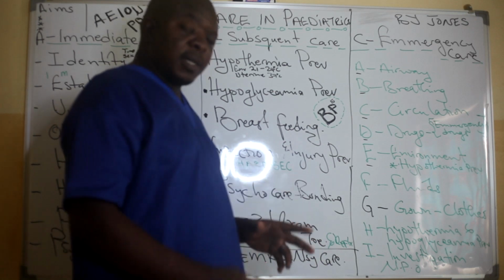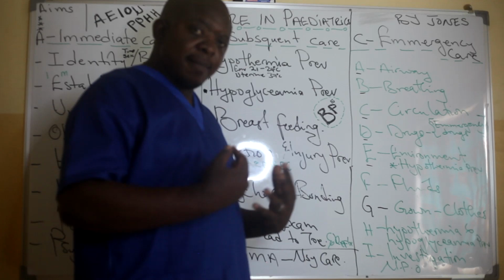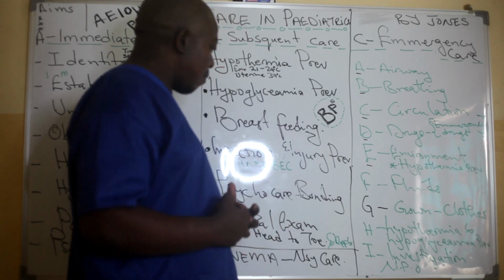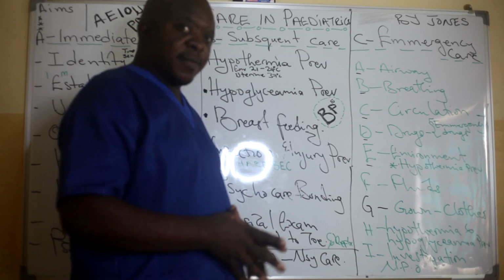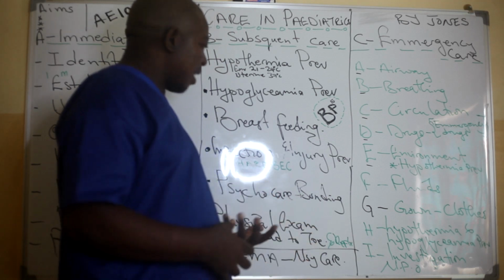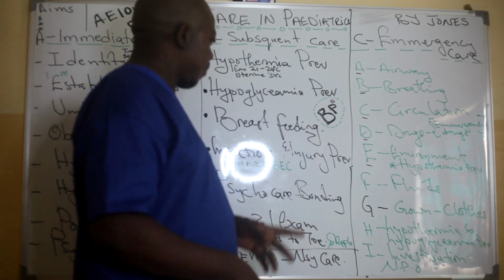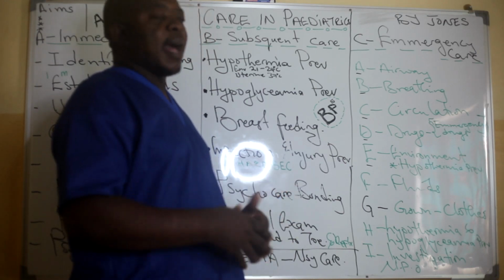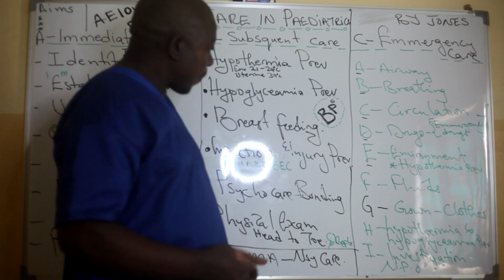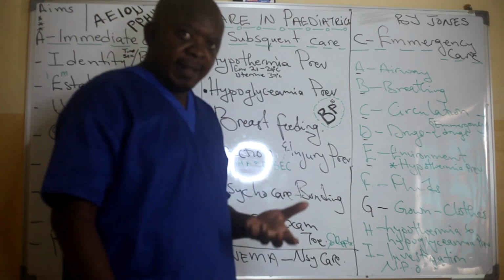There should be practicing of rooming in by the mother, where the mother is allowed to be with the baby most of the time. There should be adequate dusting of the room so that the baby does not catch infection. They are prone to this. There should be barrier nursing because the baby has lower immunity. There should be eye care.